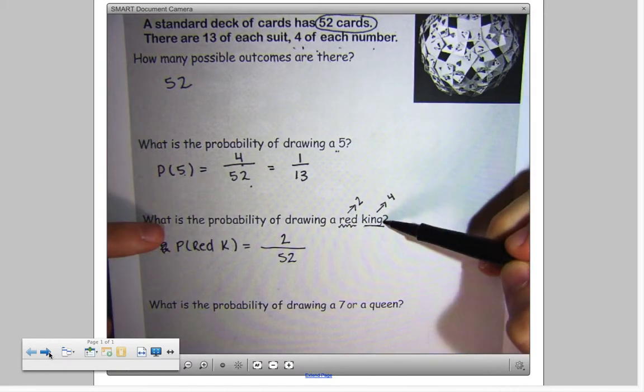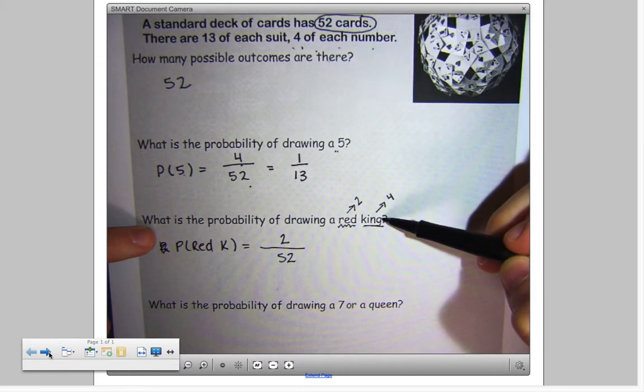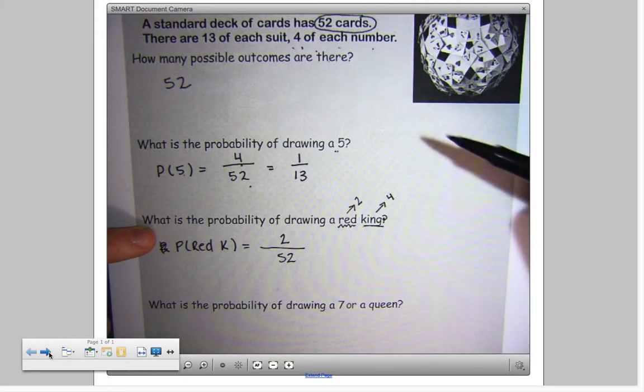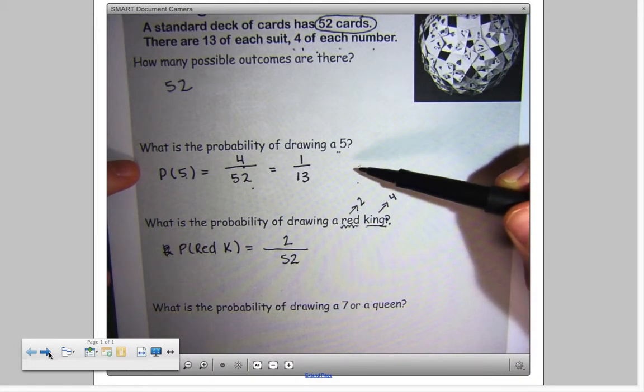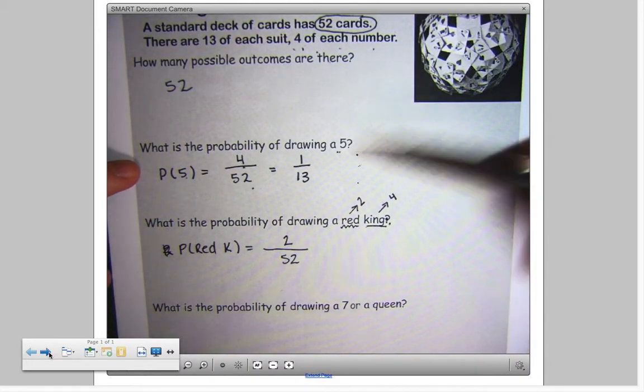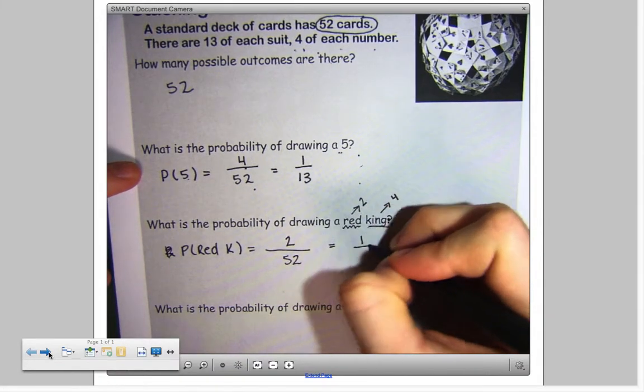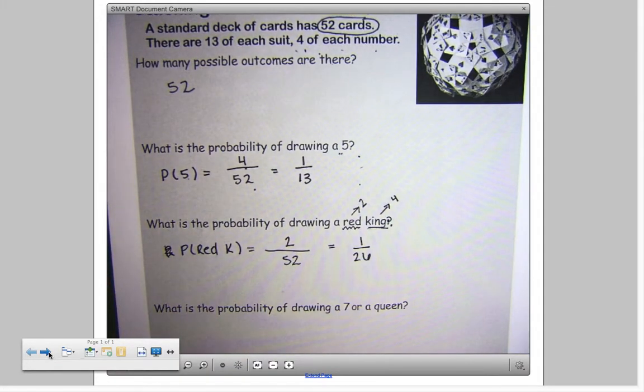Okay, the difference here, this one specified color. We know there's only 2 colors in a deck. And then up here, this one didn't specify any color. Okay, so 2 out of 52 reduces to 1 out of 26.